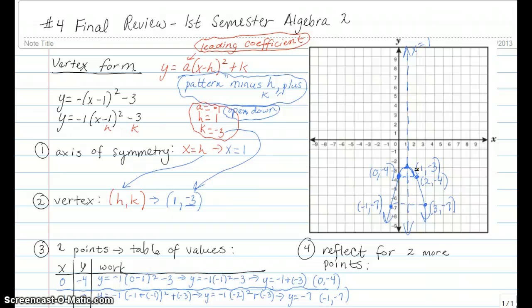All right, our reflections, which was step 4, we did simultaneously, and they yielded the ordered pairs 2, -4, and 3, -7. And again, if you'd have preferred to choose 2 and 3, you would have come up with those ordered pairs, and then you would have reflected to get 0, -4, and -1, -7. It doesn't really matter. There's some variety here.